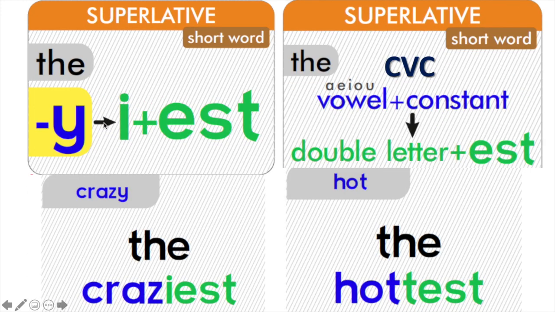If the word ends with a Y, like crazy, we do the same thing. We say the craziest. We need to change the Y for an I, EST. The craziest. If we use the word hot, for example, we have vowel plus consonant, so we need to double the letter plus EST. The hottest, double T.